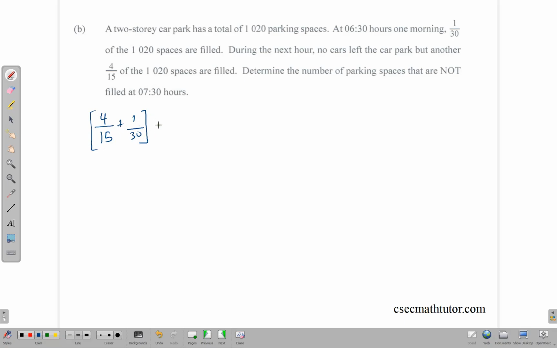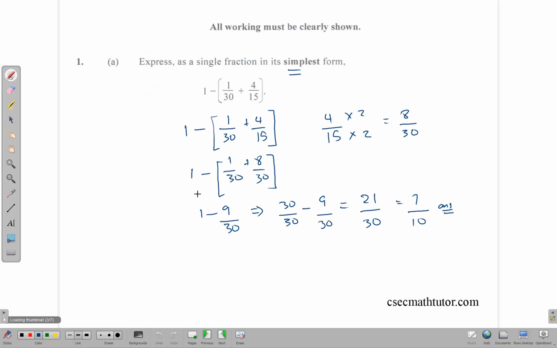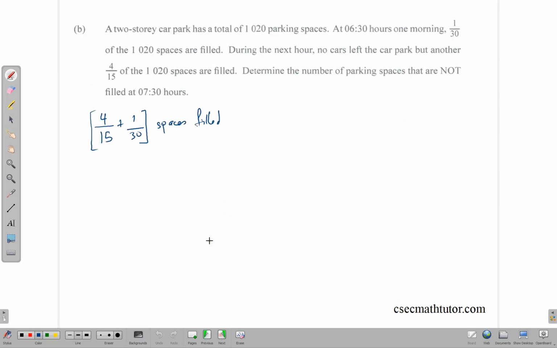And once you do that, for the spaces filled, you realize that you're dealing with the exact same thing that you just did here. So just using that information, since we did it already, this is equal to 9 over 30. And so when we did the subtraction, 1 minus 9 over 30 gave us 21 over 30, which was the same thing as 7 over 10. So this 7 over 10 now has a meaning in that it's the fraction of spaces not filled. Because when we add these, this would be the fraction that is already filled.